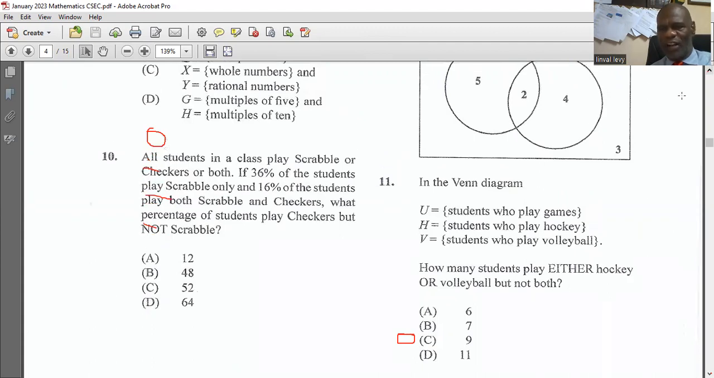So you don't want these outside of the Venn diagram, outside of the sporting section. You don't want these 3 students because they're not playing any sport at all. They say students who play either hockey or volleyball, but not both. So here, these students play both, right? You don't want students who play both. How many play either or?